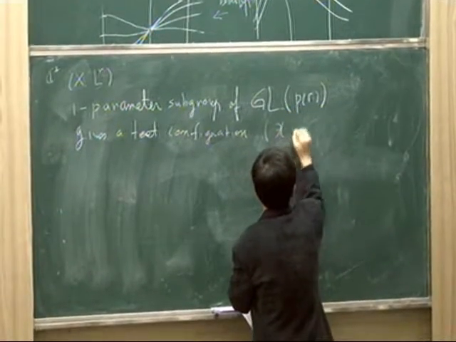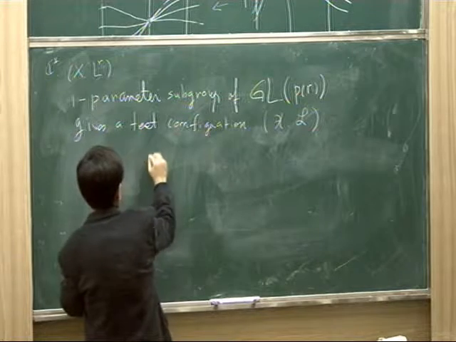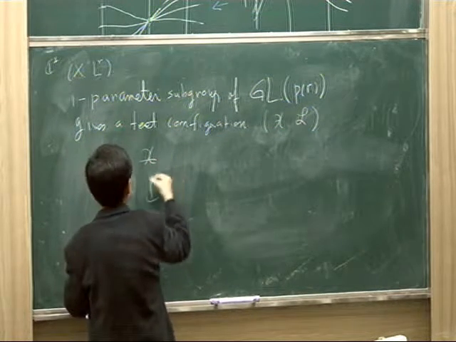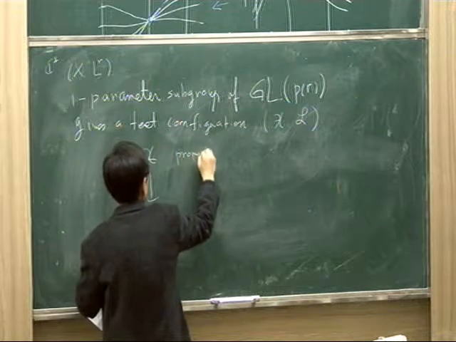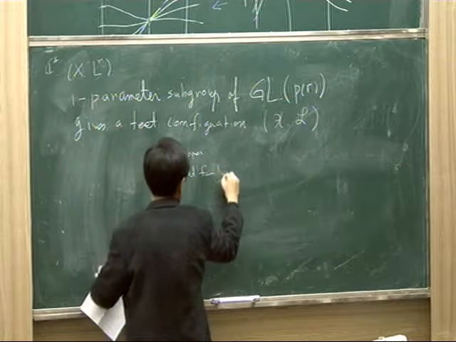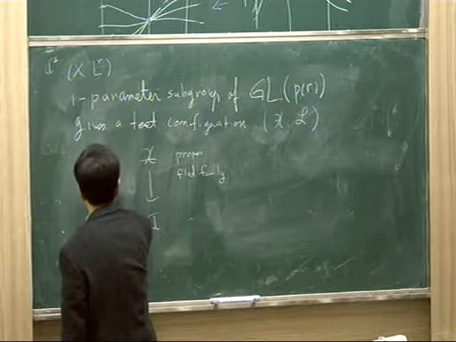So XR. So now we have some over C. So these are coming from these actions. This proper flat family. And here C star.